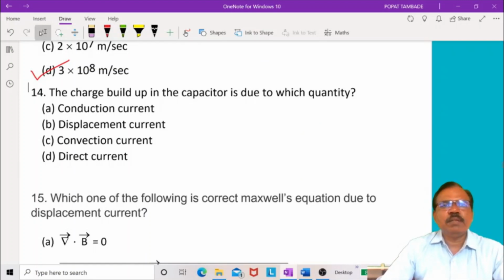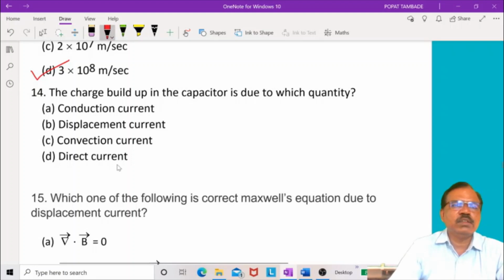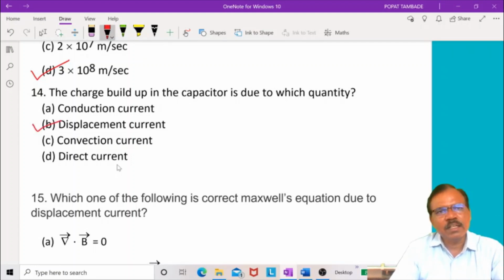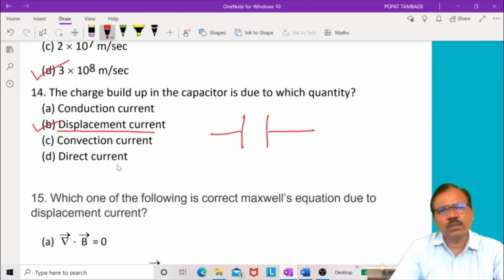Now the charge built up in the capacitor is due to which quantity? Actually it is due to displacement current, and the same concept was used by Maxwell to modify Ampere's circuital law. It is due to displacement current, because if we take a parallel plate capacitor, there is no direct connection, still it goes on charging. It goes on charging due to the varying electric field, and this is called displacement current.